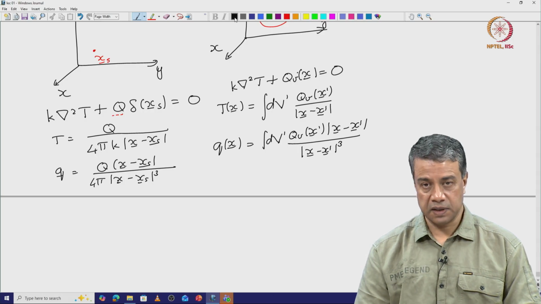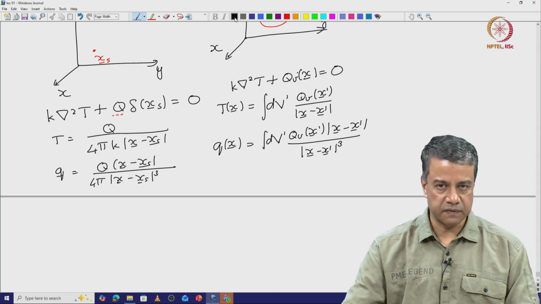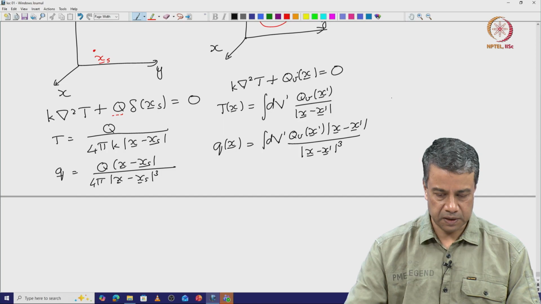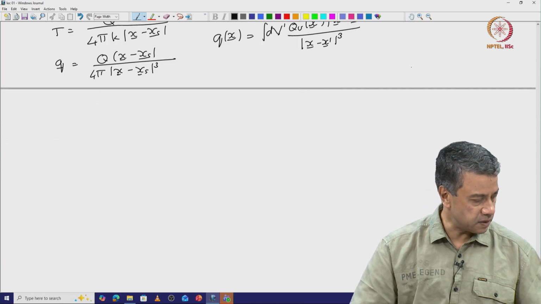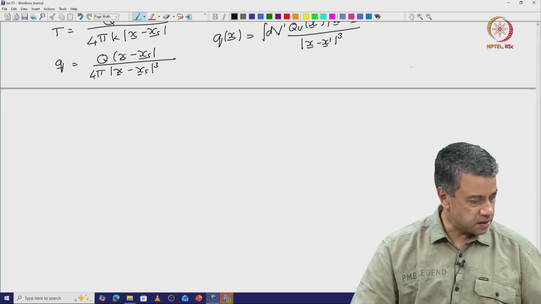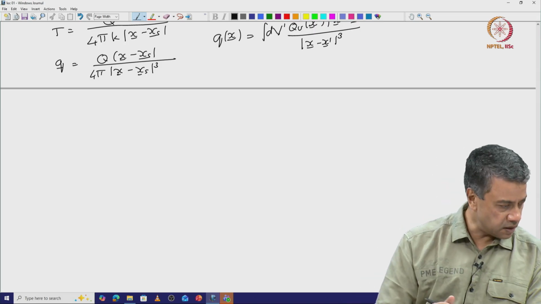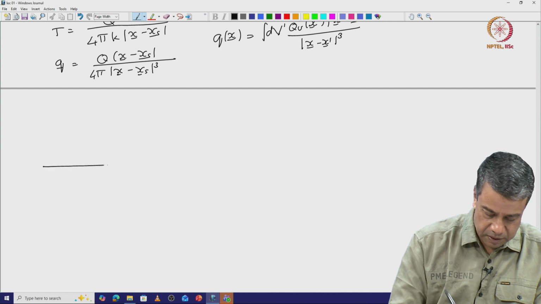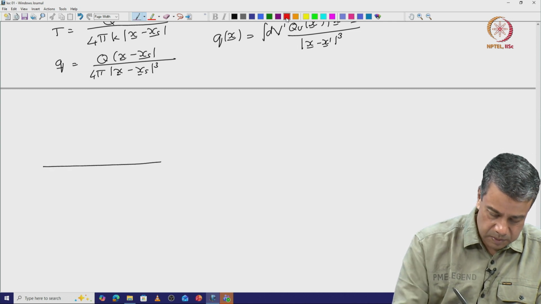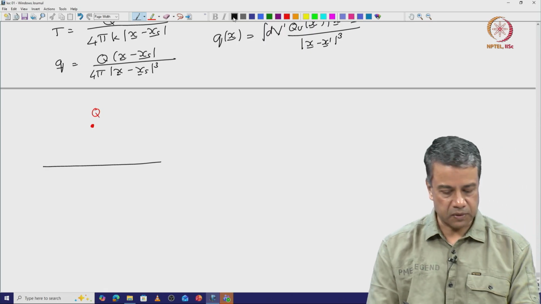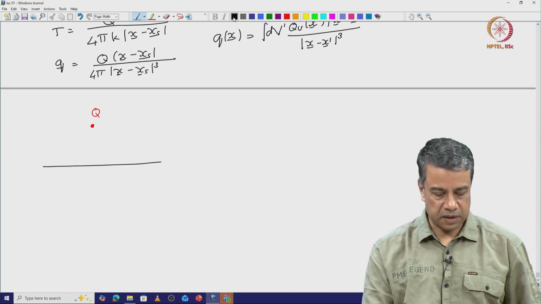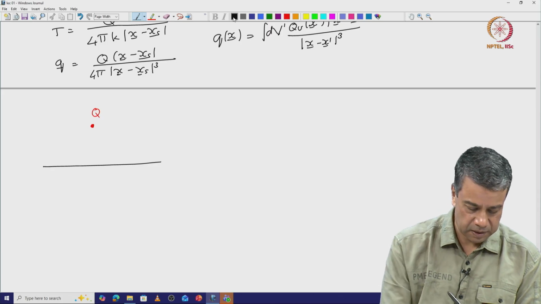All of these were in an infinite domain. What happens if you have some source in a finite domain, for example? So, let us take the case of a source next to a boundary, of source strength q, and let us assume that that boundary is perfectly conducting.